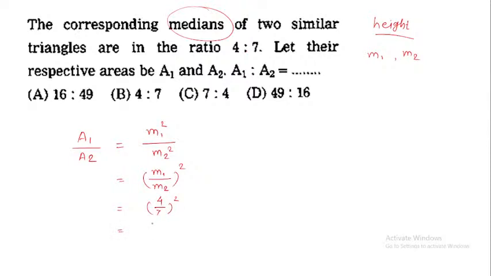So 4 square is 16, divided by 7 square is 49. So this is the ratio of areas of those two triangles, that is 16 divided by 49, that is nothing but 16 is to 49. So this is our answer, which is given at alternative A. So the first option A is the correct answer for this one.